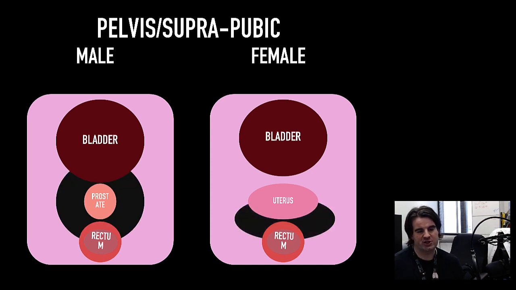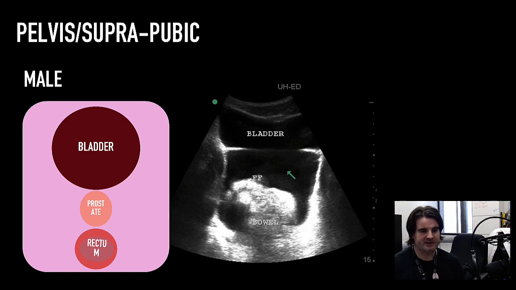And here, of course, we're just showing where free fluid places itself in the relevant male and female structures. That is behind the bladder, in front of the rectum in the male pelvis, and in the female pelvis most likely in what's called the pouch of Douglas, the rectouterine pouch. Here's just an example of a bladder with free fluid in the male pelvis.